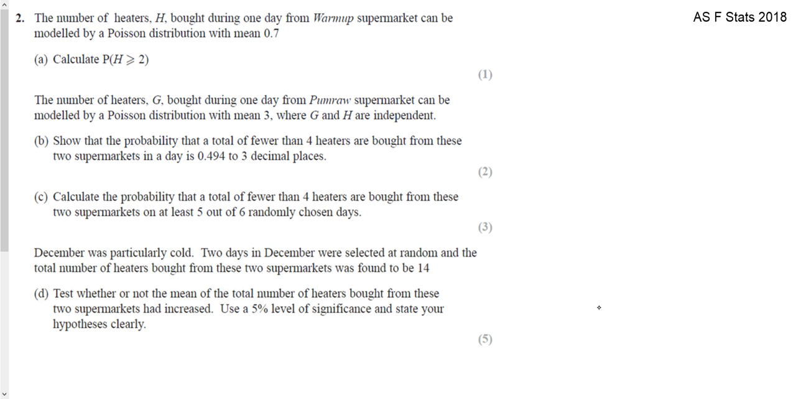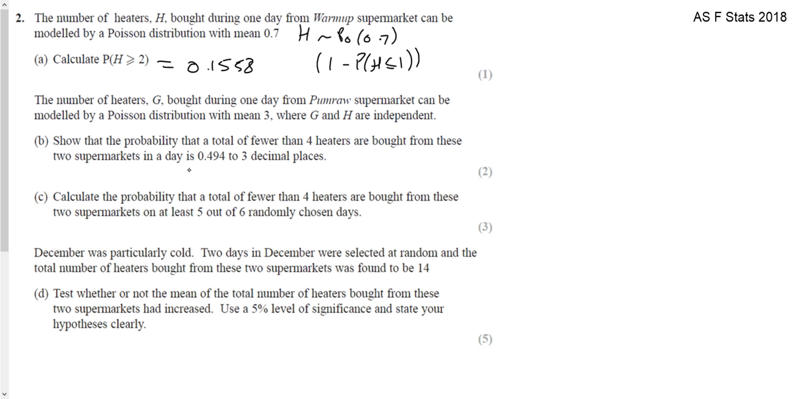So question 2, like question 1, starts off about the Poisson distribution. As you can tell, they really seem to like the Poisson distribution in further stats. So we've got our number of heaters, H, can be modelled by a Poisson distribution with mean of 0.7. First one, nice and easy, put it in your calculator. If your calculator is not capable of doing greater than or equal to, you'll have to do 1 minus the probability H is less than or equal to 1.